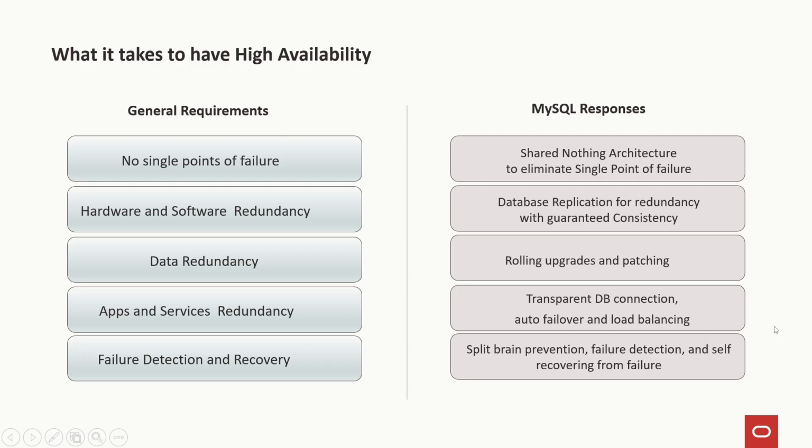And then we have rolling upgrade and patching. We also have transparent database connection for auto failover and load balancing as well. Because InnoDB cluster is a shared nothing architecture, meaning that in one cluster it has more than one database node, then which node does the application need to connect to? So later on we have MySQL Routers for transparent DB connection, so the application does not need to know about the database cluster topology.